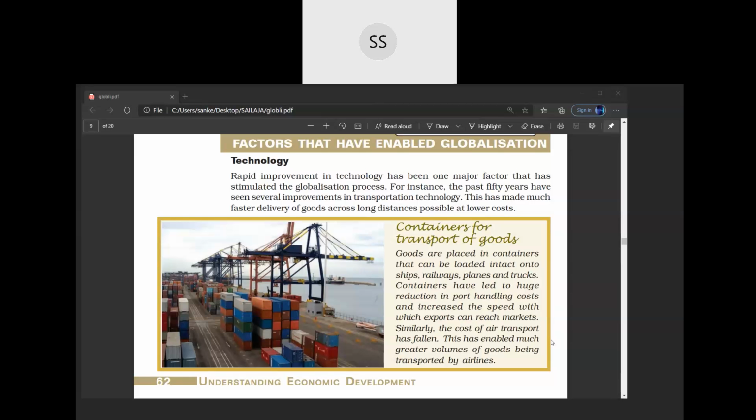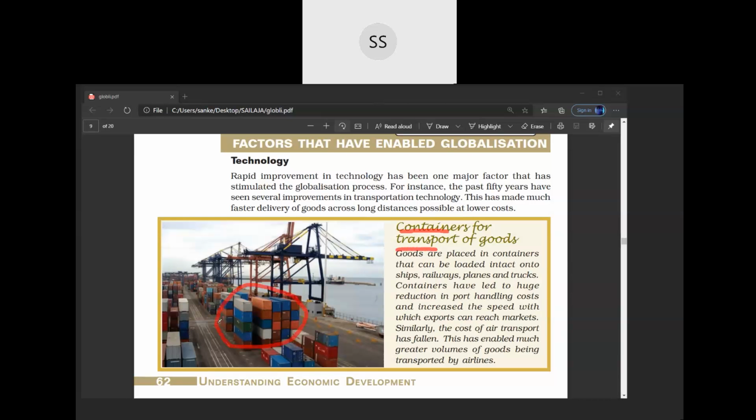We have so much improved water transportation system as well as air transportation system. Today we can see large containers are used for the fastest delivery of goods. Let us see what these containers are. You can see these containers in this picture which is shown here.